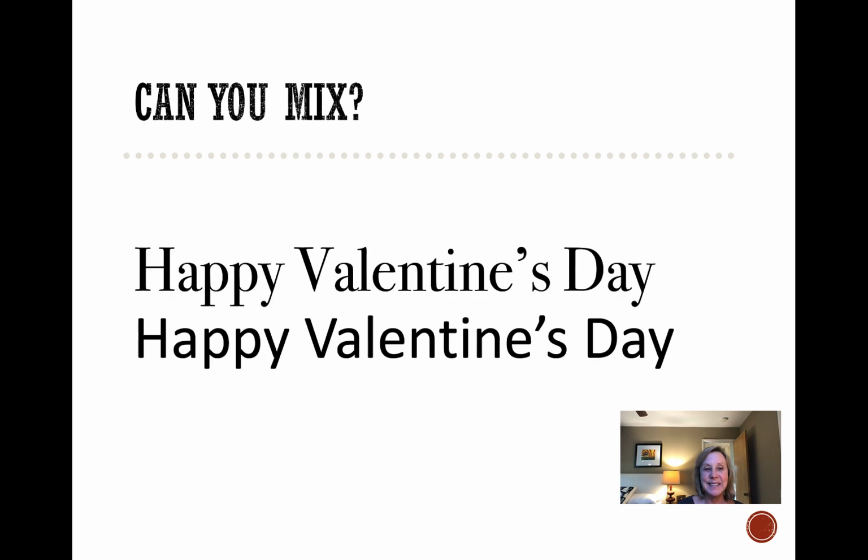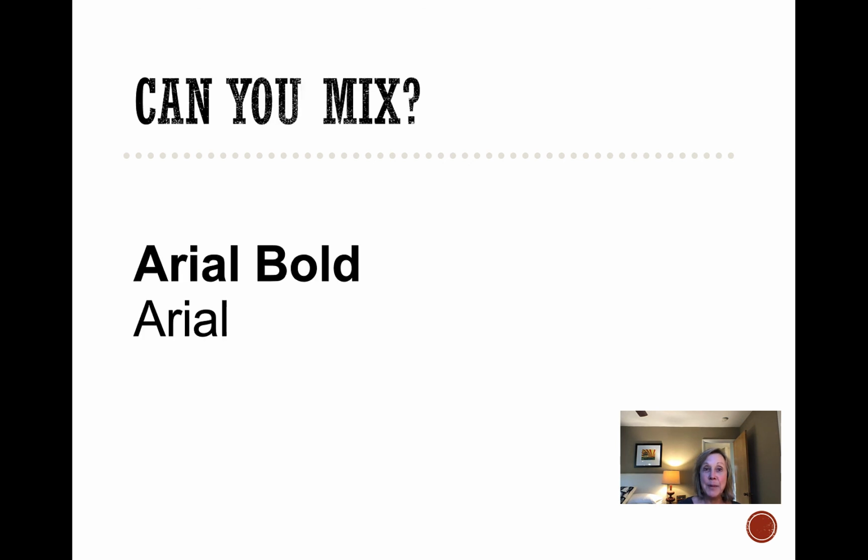Can you mix these? If you're saying yes to yourself, you would be right. Here we've got a serif font, an old style serif, right? You can see from the transition, and a sans serif. Can you mix these? Well, I just gave you the answer to that, so I hope you're saying yes. You can mix Arial bold and Arial. And what do we call that? That's harmony. That's concord, because both of these are in the same family. They both have the family name Arial.